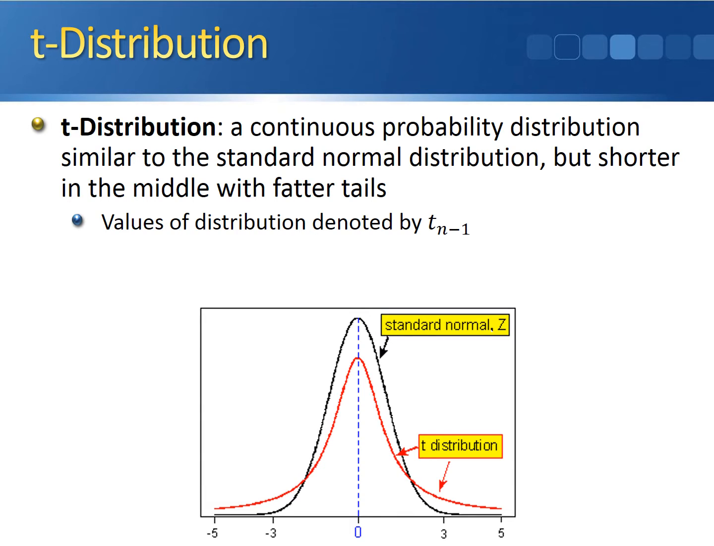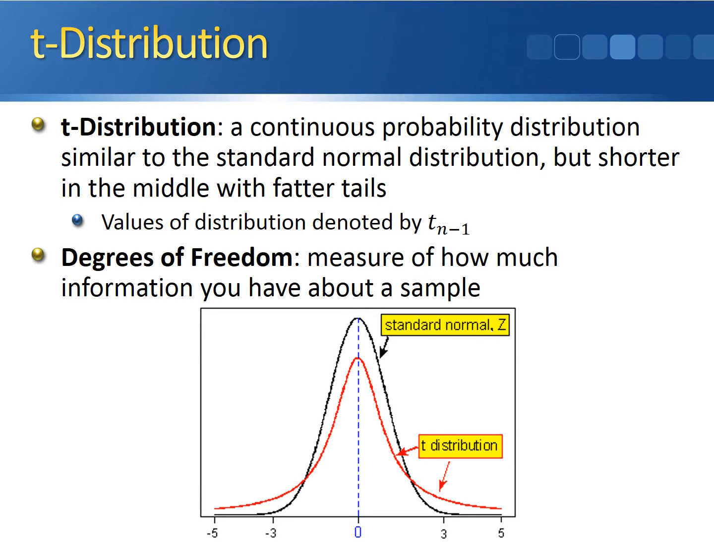Values of the t-distribution are denoted by t with an n-1 down in the subscript. The n-1 stands for the degrees of freedom. The degrees of freedom is basically a measure of how much information you have about a sample, and it's dependent upon your sample size.